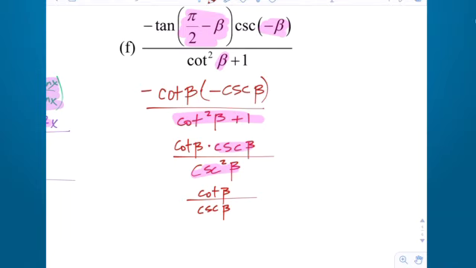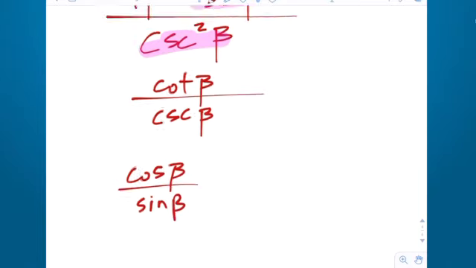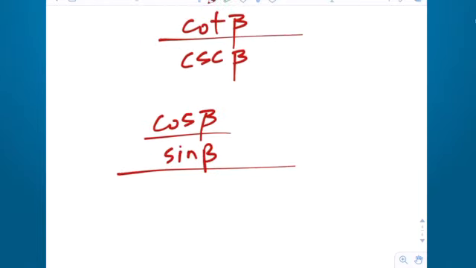But is that a single power or a single trig function? No. So how am I going to know if that simplifies down to anything? Very good. You have the right idea. When in doubt, whether something simplifies down or not, put it in terms of cosine and sine. That's kind of like your ultimate get-unstuck strategy. Write everything in terms of sine and cosine. So we're going to finish this one. Cotangent is cosine of beta over sine of beta. And then divided by cosecant, which is 1 over sine of beta.